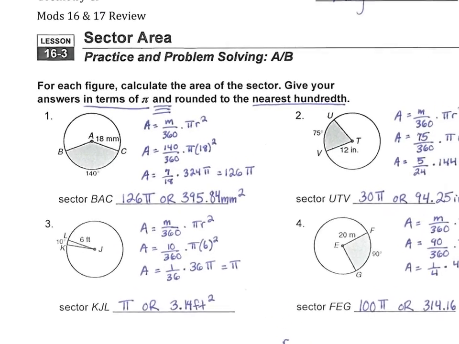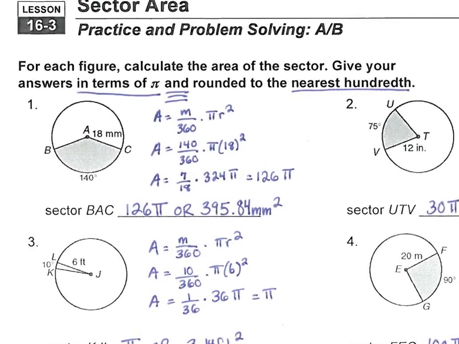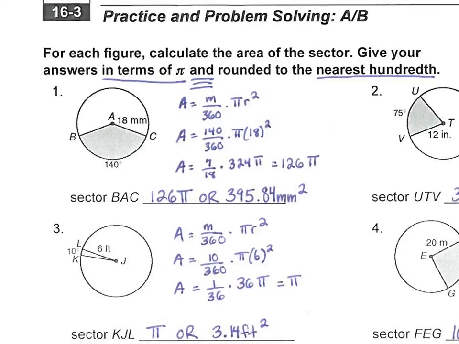Please be aware that the way the practice worksheet, your review worksheet, is asking you to do the forms of your answer is going to be the same as what you're going to see on the quiz. So you want to make sure you have an answer that is in terms of pi and also at the end rounded to the nearest hundredth. That's 2 decimal places, remember.